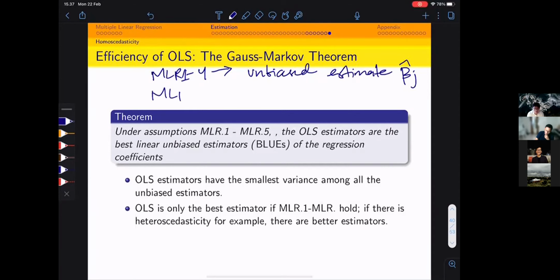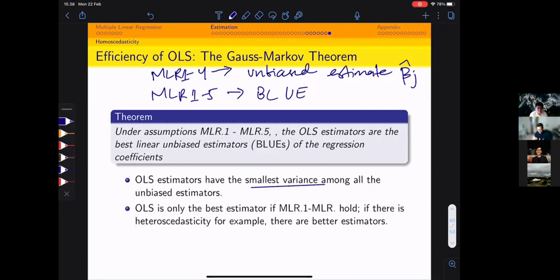And now if you fulfill assumptions 1 to 5, okay, then what are you going to get? You're going to get what's called the best linear unbiased estimator, okay? So what do we mean by best? What we mean by best is that the OLS estimator is going to produce the smallest variance among all other unbiased estimators. So this is kind of like the best estimator available because it's the one that's going to produce the smallest variance of all regression estimators. And so if you fulfill the assumptions of OLS, OLS is just quite powerful. But again, it's going to be based on whether or not you fulfill the assumptions.